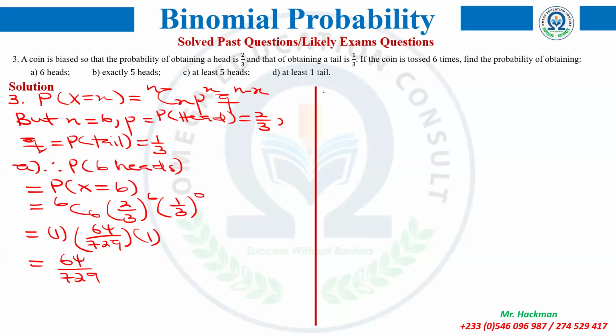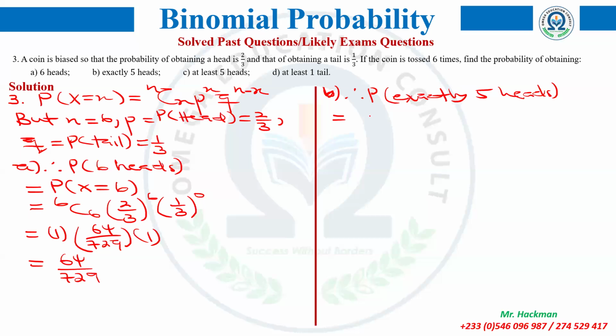Okay, so B. Prof. Stephanie, let's go. Yes, miss. Therefore, the probability of exactly 5 heads is equal to... My network is bad.